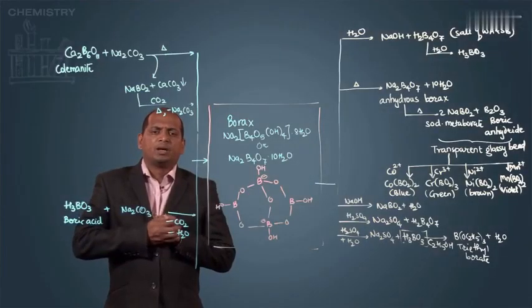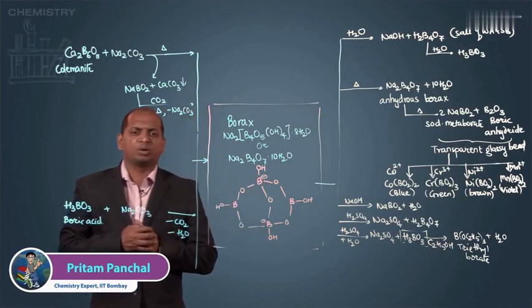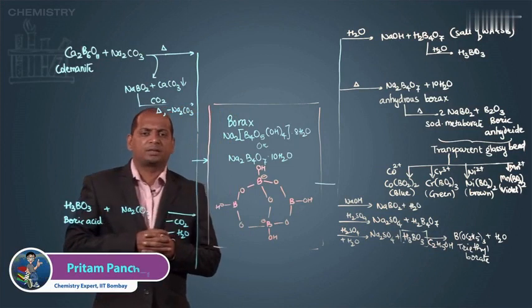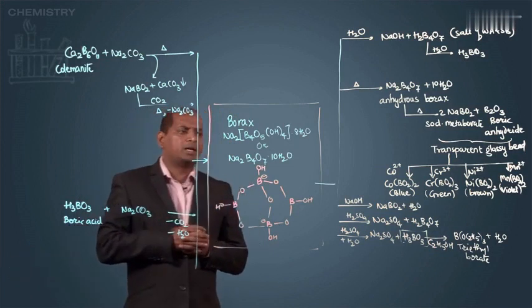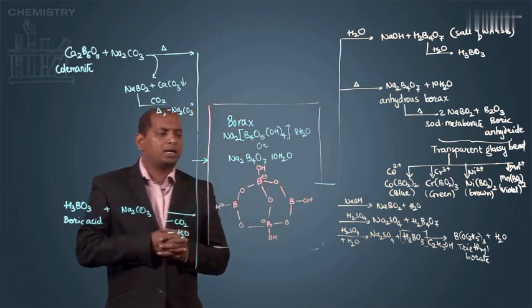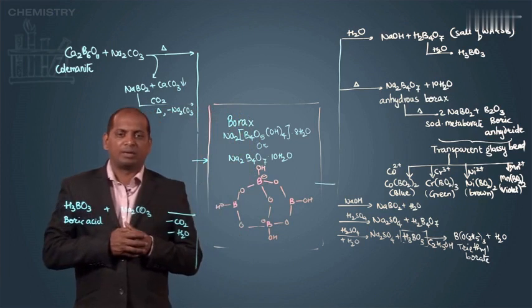Hello guys, now we are going to discuss one of the important compounds of boron, and that is nothing but borax. The formula for borax can be represented in two ways: Na2B4O5(OH)4·8H2O or Na2B4O7·10H2O. This is the structure of borax.